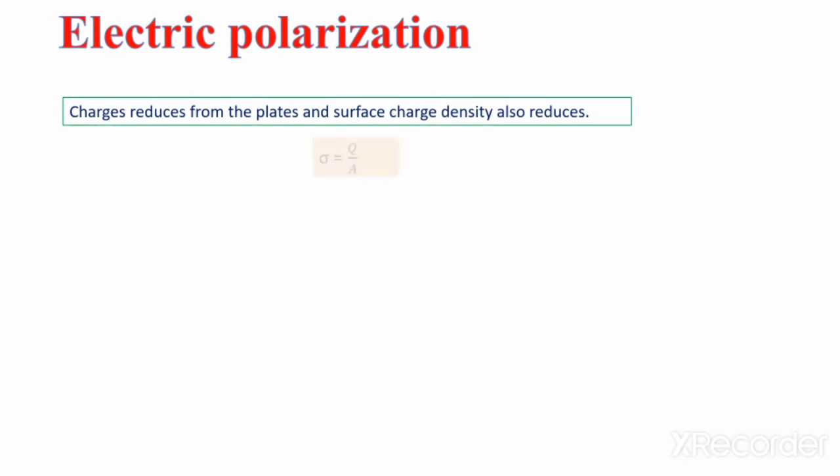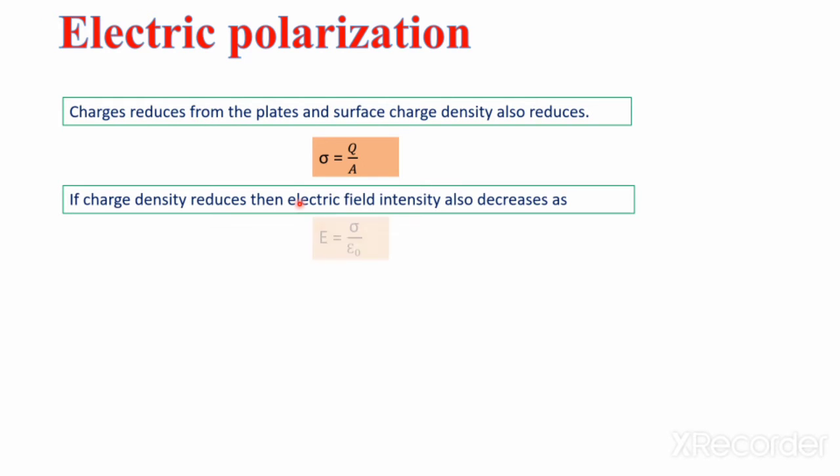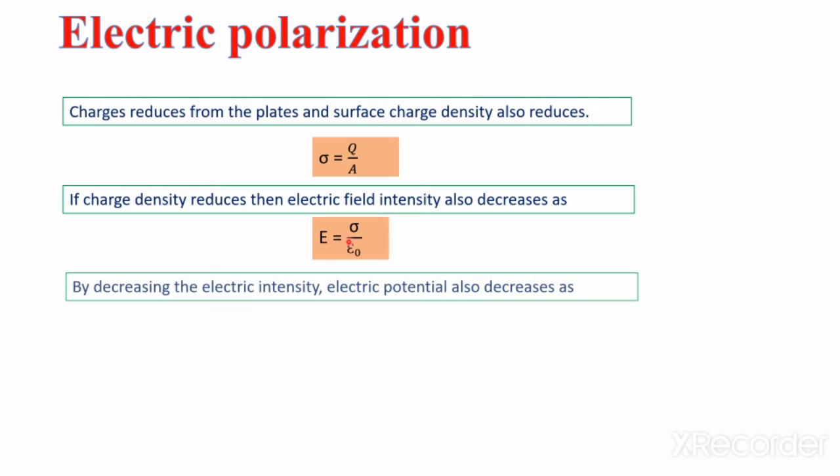Charges reduce from the plates and surface charge density also reduces. As we know, surface charge density sigma is equal to Q upon A. If the charge density reduces, then electric field intensity also decreases, as electric field intensity is equal to sigma upon epsilon naught. There is a direct relation between electric field intensity and surface charge density. So due to reduction in surface charge density, electric field intensity also decreases.